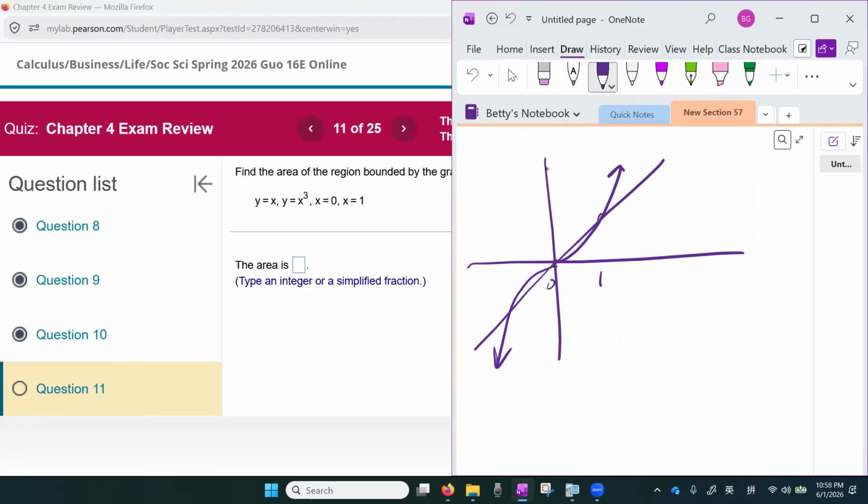From 0 to 1, basically it's this tiny area. Knowing that in this tiny area, if you zoom in, the straight line y equals x is above y equals x cubed. From 0 to 1, x is bigger than x cubed. When x is between 0 and 1, x is bigger than x cubed. So the area of the region is the integral from 0 to 1 of x minus x cubed dx.